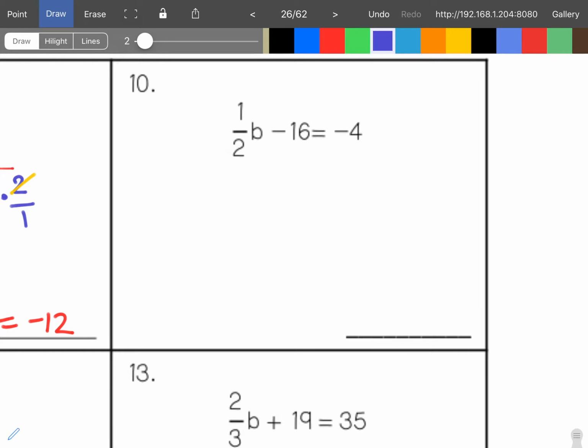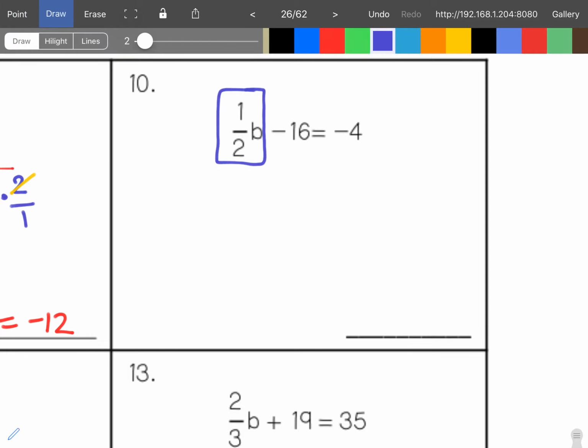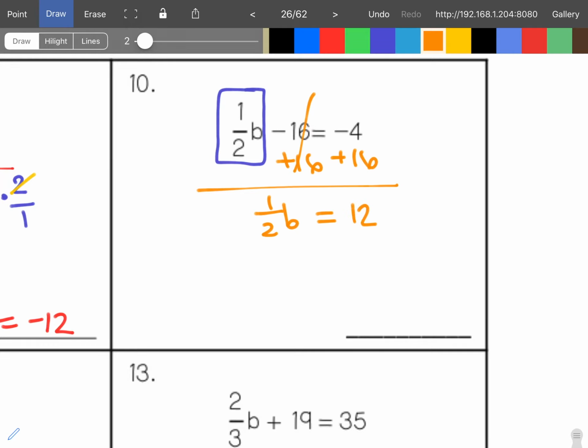Okay, number 10. Let's box in that variable. So here it is. We're going to box it in, save it for last. So if this is the equal sign, the only other term on this side is this minus 16. So we need to get rid of that minus 16. So the inverse of subtracting 16 is to add 16. So we add 16 to both sides. Bring down our 1/2 b equals negative 4 plus 16 is going to be 12.